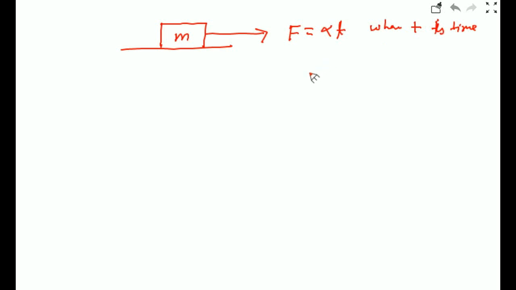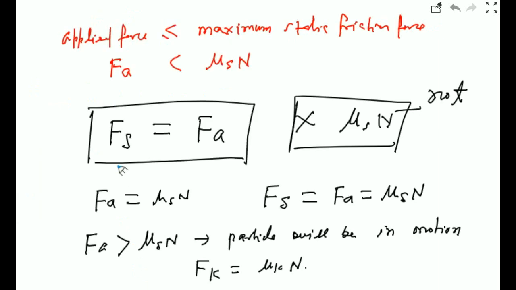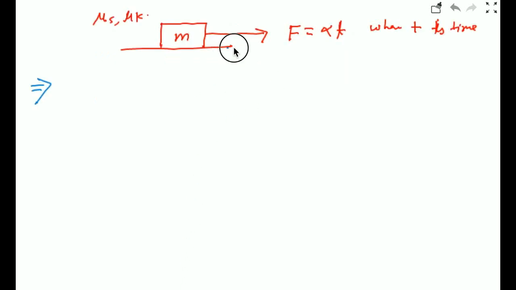So find the friction force, where mu s and mu k are the coefficients of static and kinetic friction. What is the frictional force with respect to time? From the general formula, if the applied force is less than the maximum static friction force, then the friction force will be equal to the applied force. Now you have to find the maximum static friction, Fs maximum.